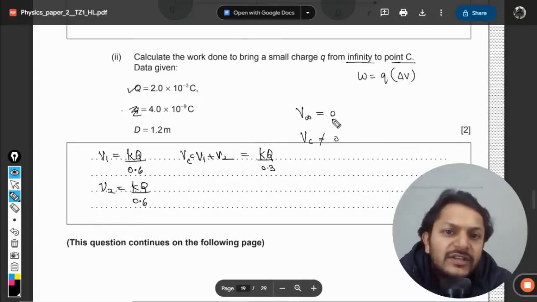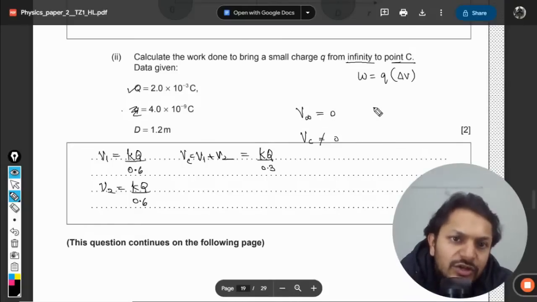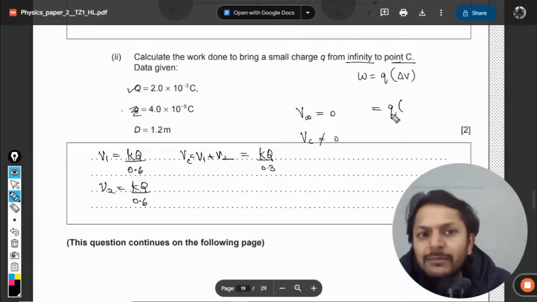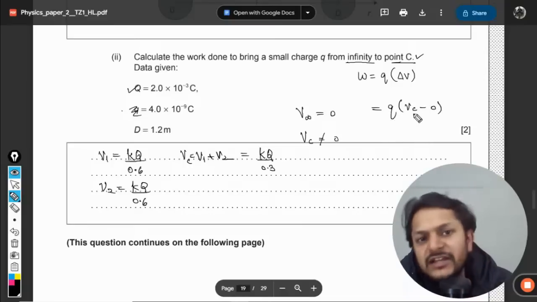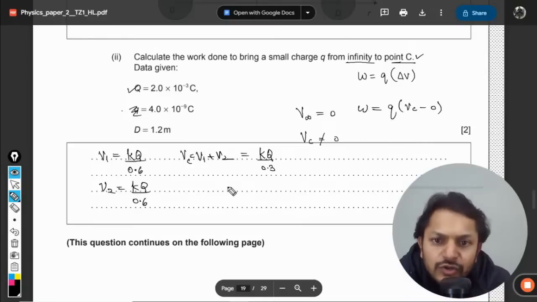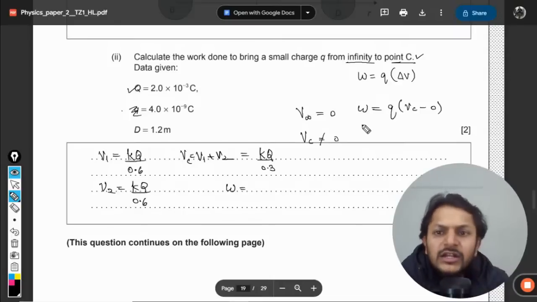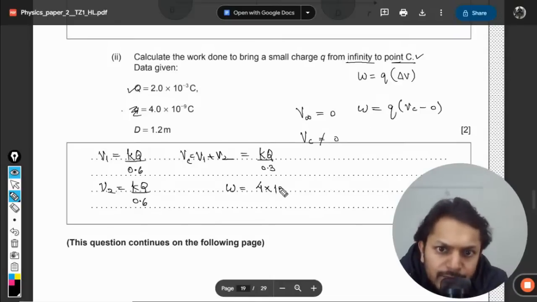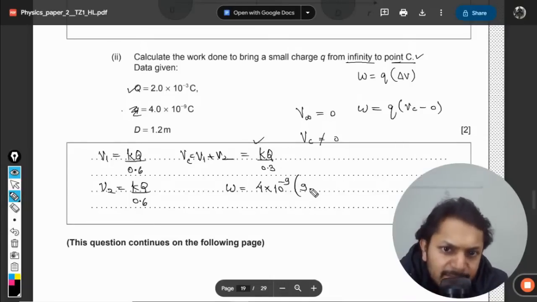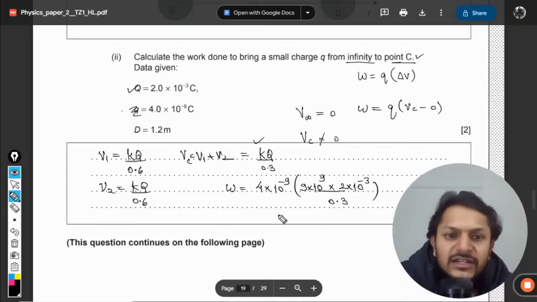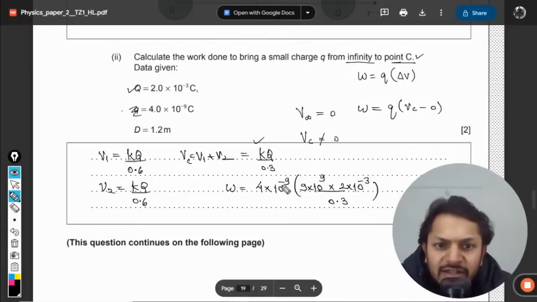And the potential at infinity is zero. So what is delta V? We are talking in terms of final minus initial. Final is VC, initial is zero, which is at infinity. That will give the work done. Using that formula, W is equal to small q into VC, which is this, into capital Q divided by R. So we have just substituted our values here, and now we can solve this.